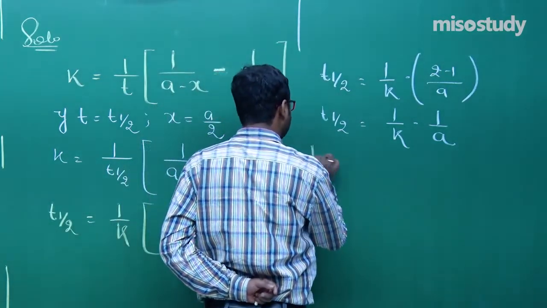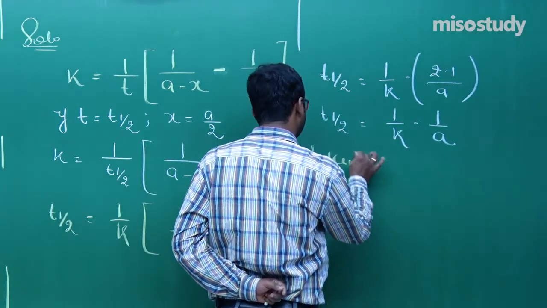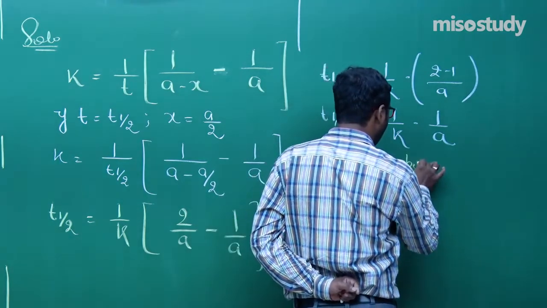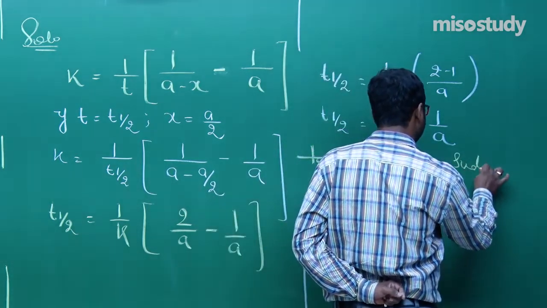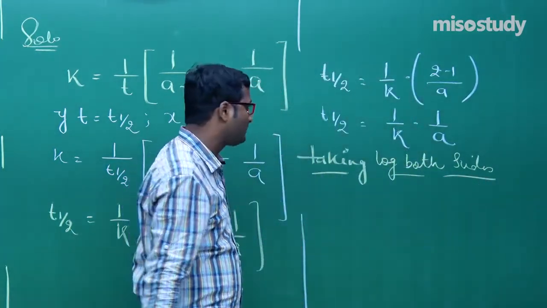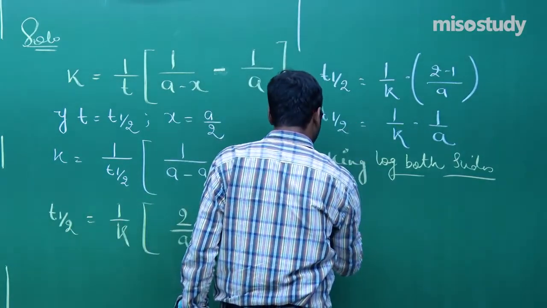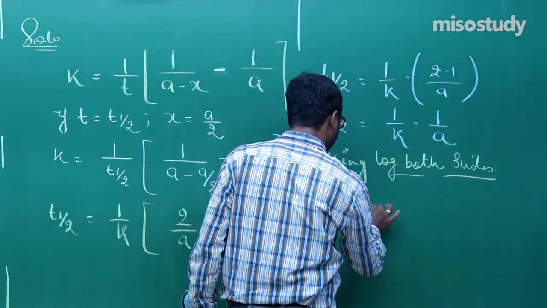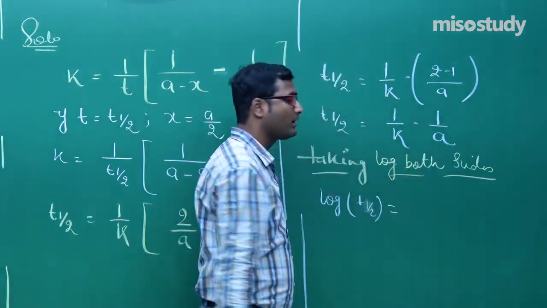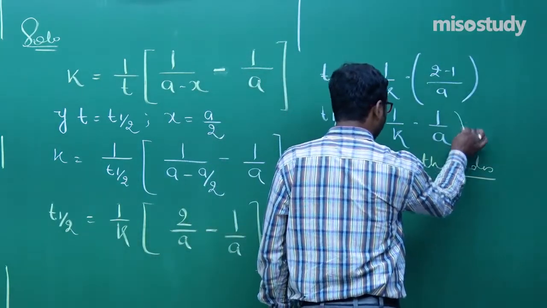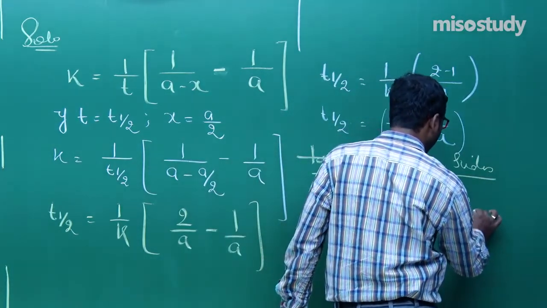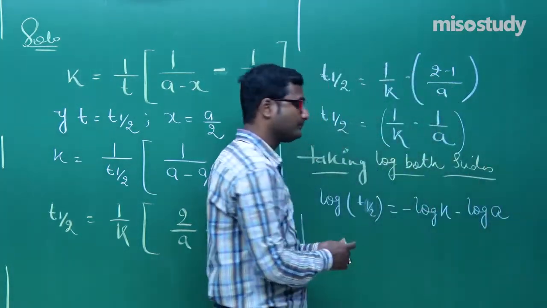Now what will happen? One more thing, taking log both sides. If I take log both sides, what will happen? Check it out, that is log t half equals log of 1 upon k into 1 upon a. If I take the log in both cases, it will give you minus log k and minus log a.